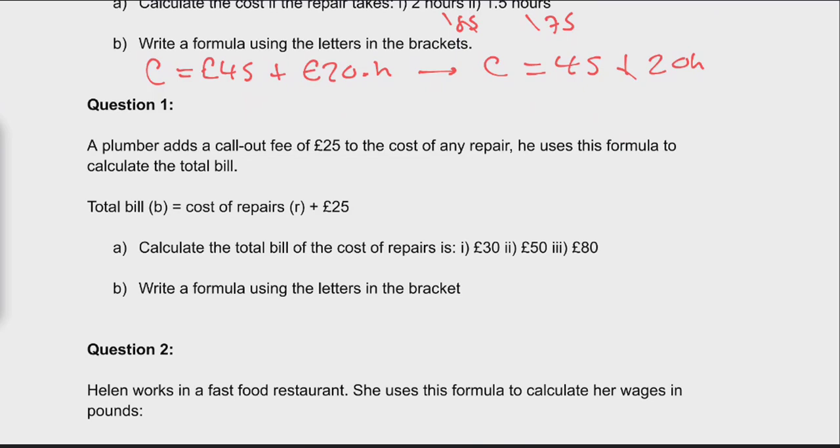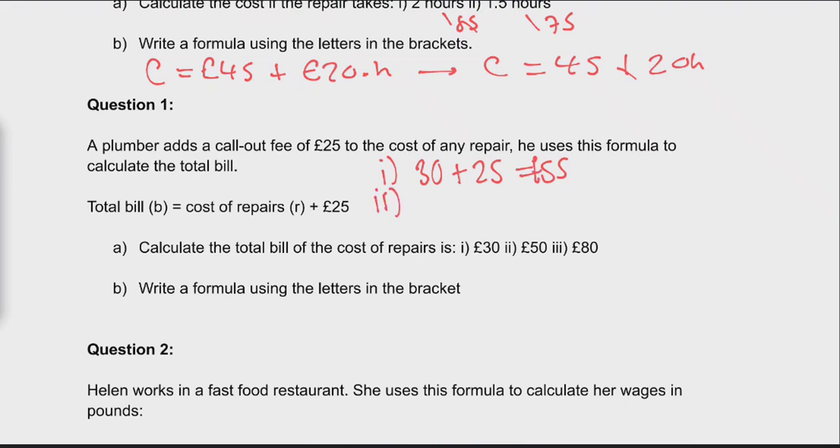A plumber adds a call-out fee of £25 to the cost of any repair. He uses this formula to calculate the total bill. So the total bill is equal to the cost of repairs plus 25. We want to calculate the total bill if the cost of repairs is £30, £50 and £80. So let's start off when it's £30. The total bill is equal to the cost of repairs, 30, plus that additional 25, and that is going to be 55. And make sure that we remember our units, that's £55.